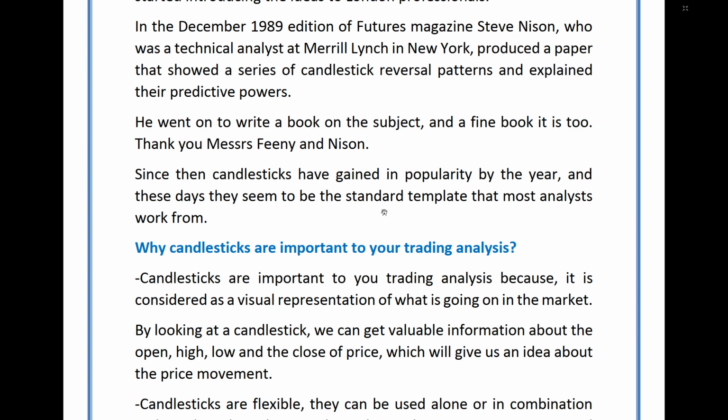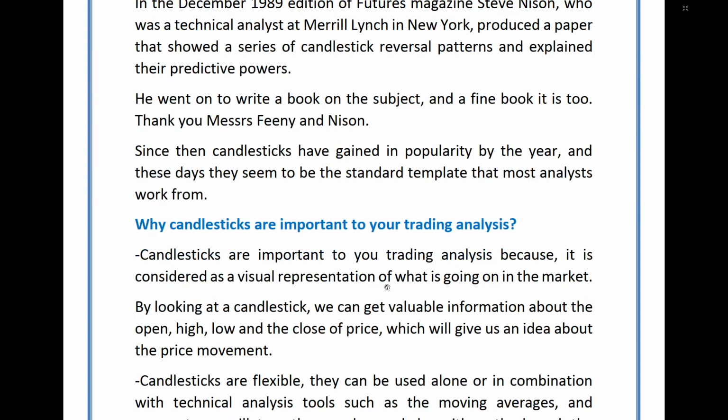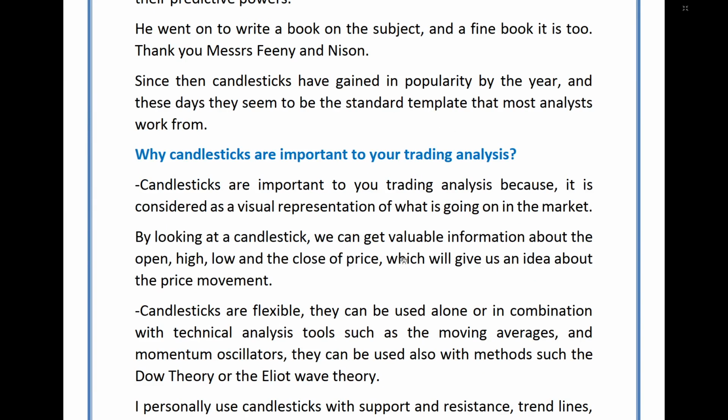By looking at a candlestick, we can get valuable information about the open, high, low, and close price, which will give us an idea about the price movement. A candlestick can give you the high of the price, the low, the close of the price, and how the price is moving. So it basically helps us trade. That is why you usually use candlesticks to trade, because they interpret what is happening in the market, and that helps us understand it, so now you can trade effectively and efficiently.